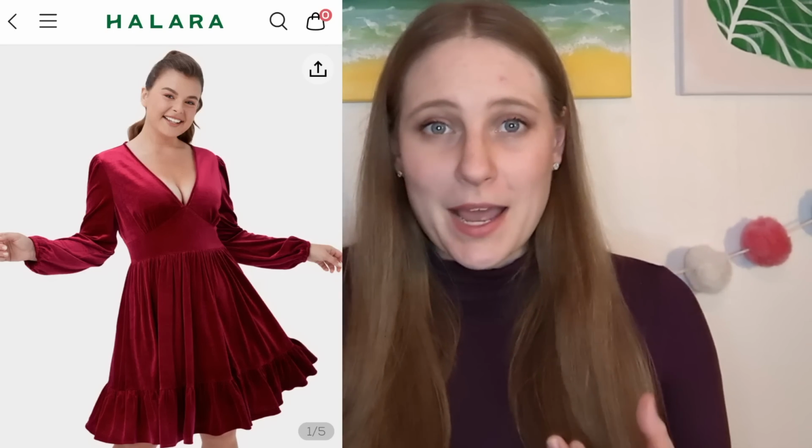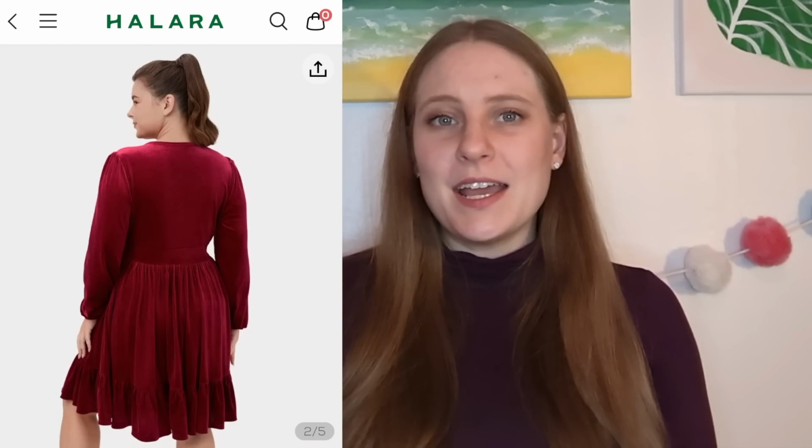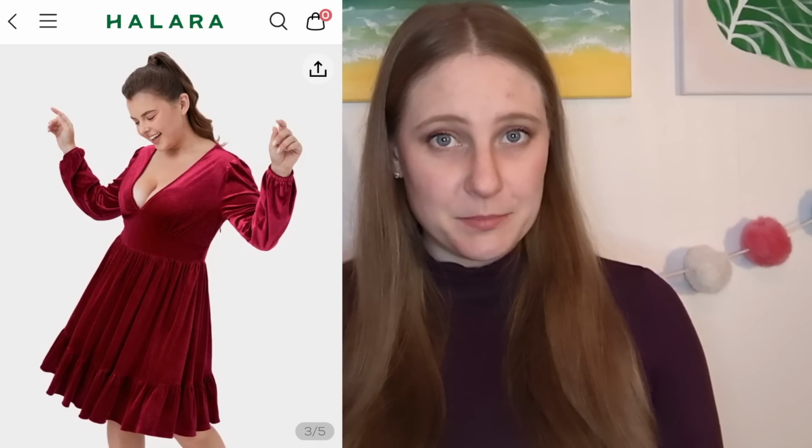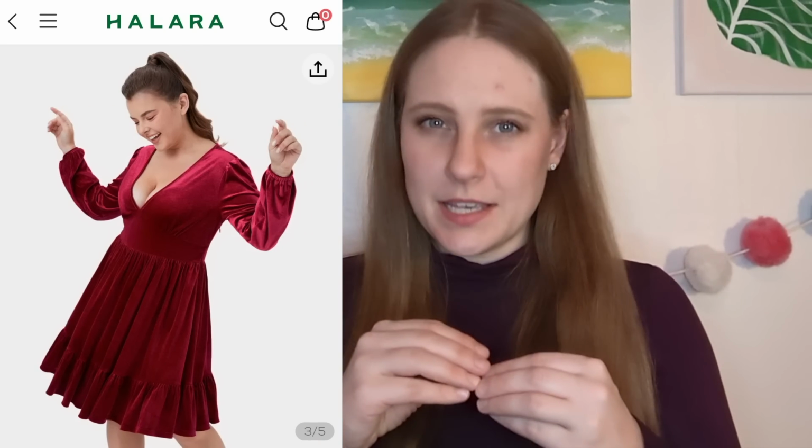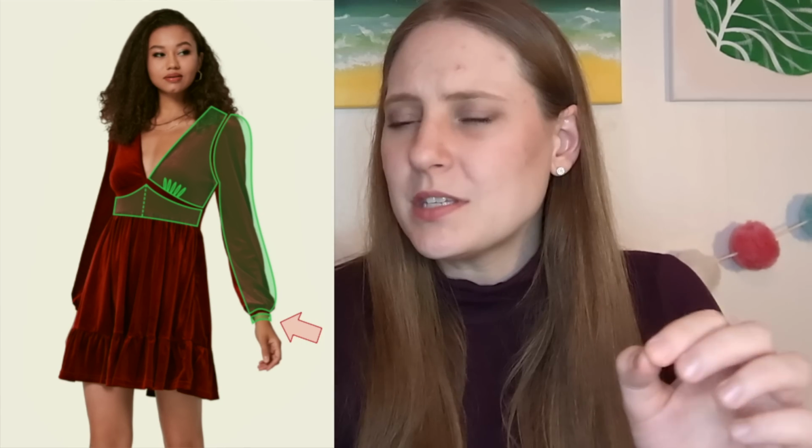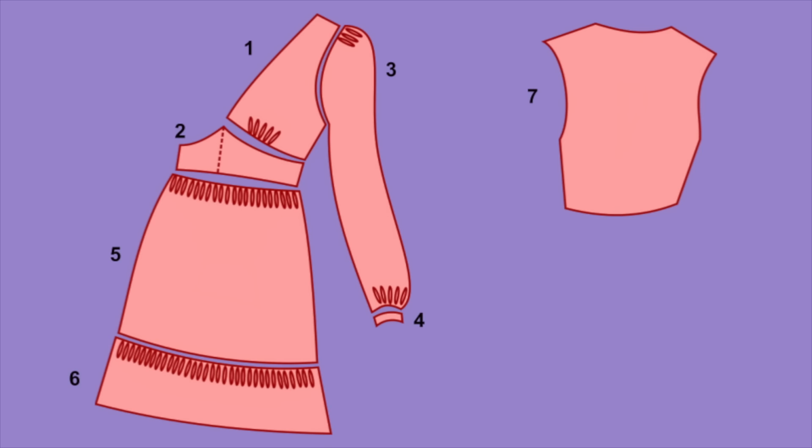When I'm inspired by a piece of clothing, I analyze all the different pieces that it's made of and how they fit together. Looking at this dress, we see a bodice piece with gathers on the bottom to accommodate the bust, a midriff piece, a long sleeve with a sleeve cuff. The sleeve has puffy gathers at the top and the bottom. Then we have a skirt with gathers and a ruffle with gathers, and of course the back bodice. So all in all, we have 7 unique pattern pieces.